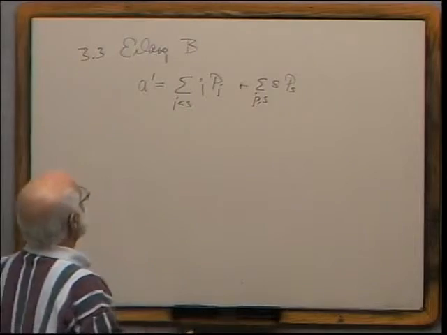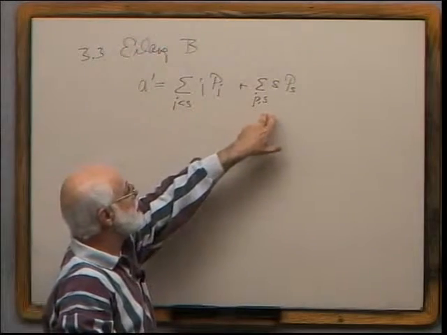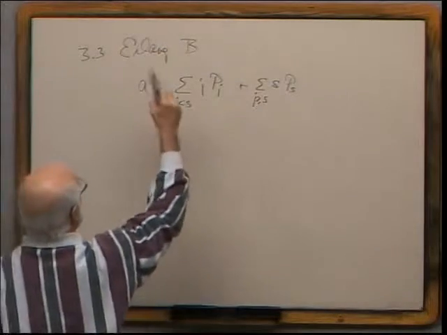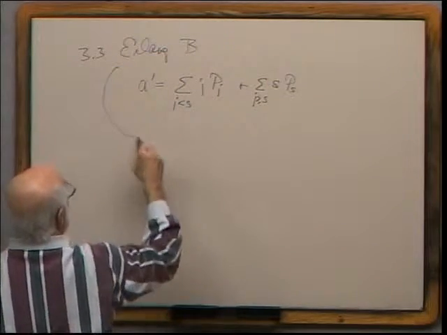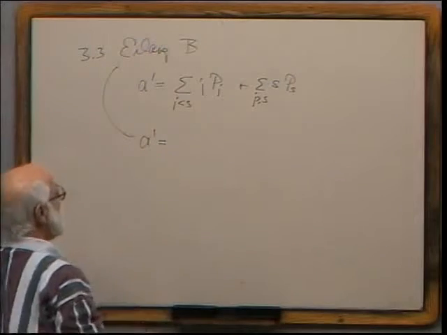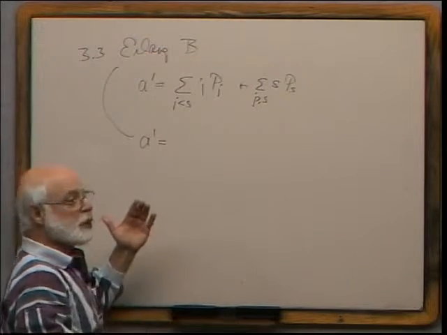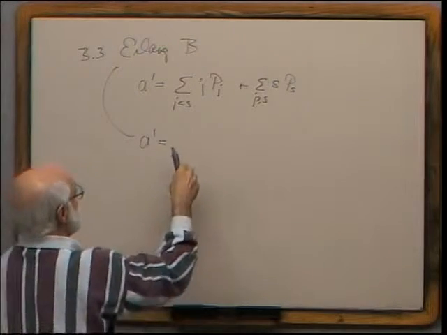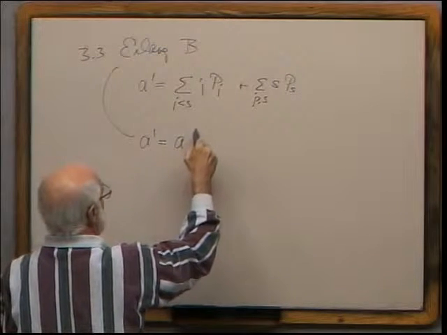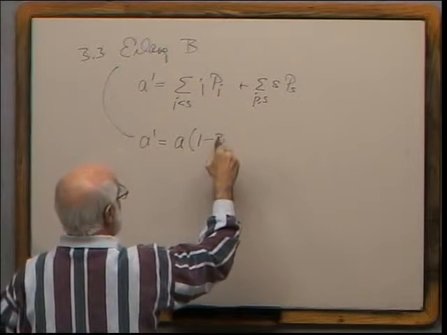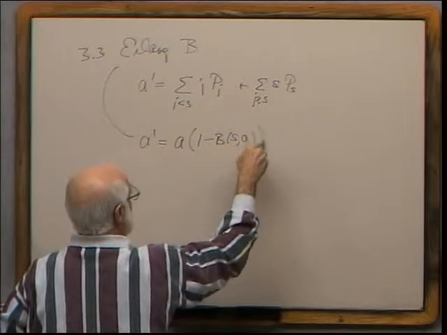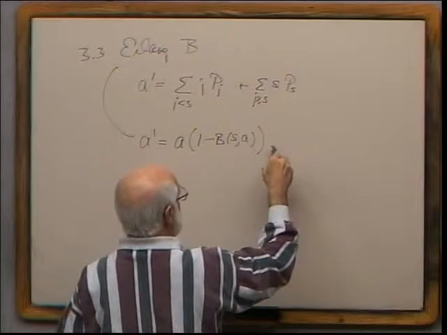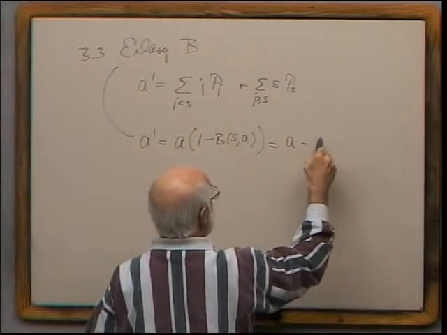Now, for the Erlang B, there's only one term here, because for the Erlang B you have the probabilities from 0 to s. So it turns out that for Erlang B, A prime, the carried load, calculated by plugging the Erlang B probabilities into this formula and simplifying, gives you the following result: A times 1 minus B of S and A. This is called the carried load, and it can be viewed as being the offered load minus the lost load.